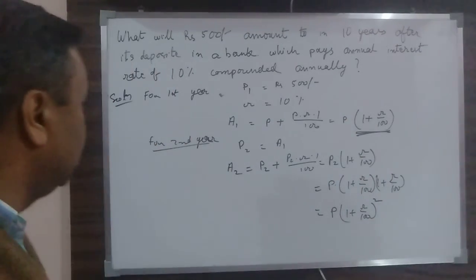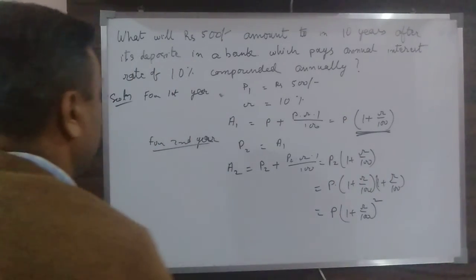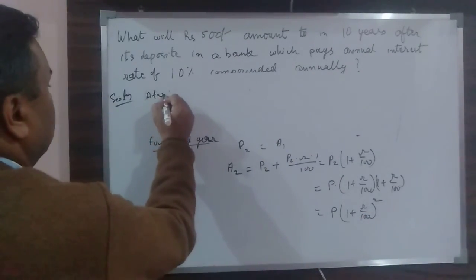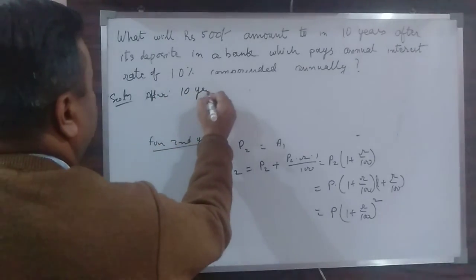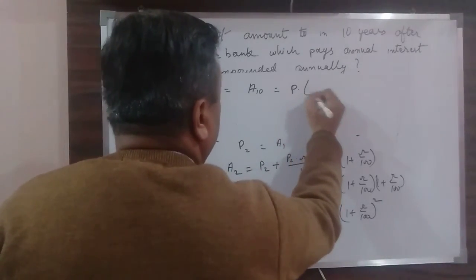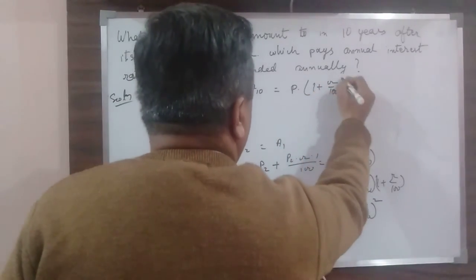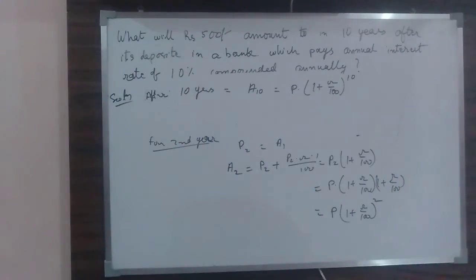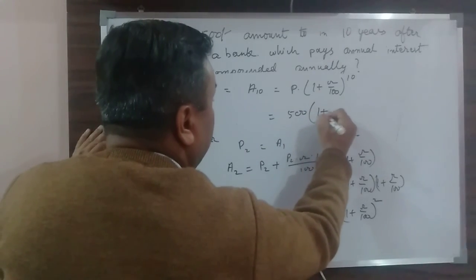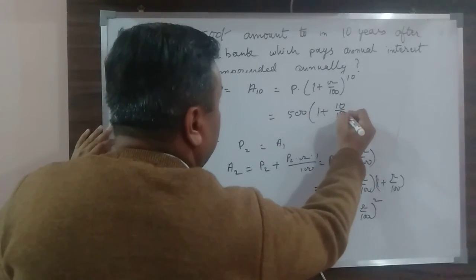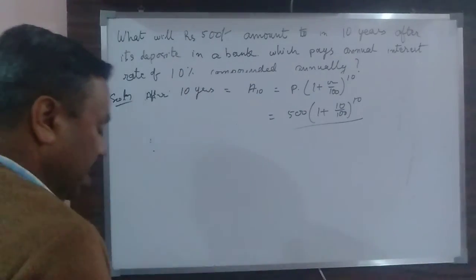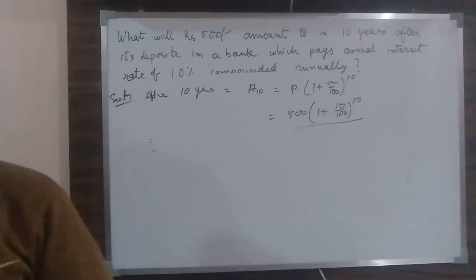So after 10 years, what will you get? Your amount after 10 years will be equal to P into 1 plus R by 100 to the power 10. Okay, so what is this now? You know the principal. The principal is 500, R is 10, so 1 plus 10 by 100 to the power 10. The rest is your calculation work only, so I am leaving this as your exercise. Okay.